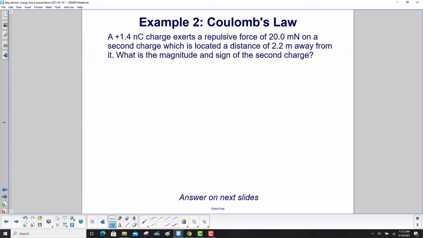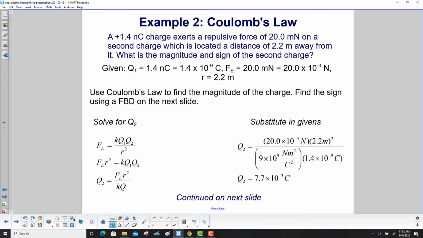A 1.4 nanocoulomb charge exerts a repulsive force of 20.0 millinewtons on a second charge which is located a distance of 2.2 meters away from it. What is the magnitude and sign of the second charge? We need to convert nanocoulombs to coulombs, and we're going to do that up here. 1 nanocoulomb is 10 to the minus 9th coulomb, and a milli is 10 to the minus 3. So we now have our givens. Once again, we'll use Coulomb's law to find the magnitude of the charge, and then find the sign using a free body diagram on the next slide.